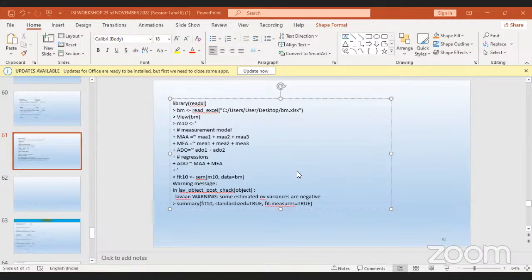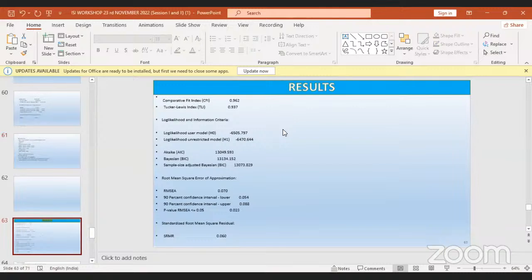Now you have to fit the model according to the data, and then you have to get the summary results. I can send you the particular data set with the R script so that you can do it on your own and see the results. When you do this, you will get results like this.